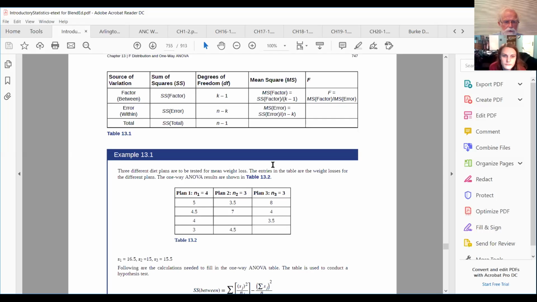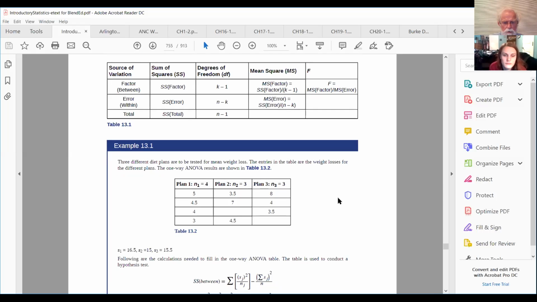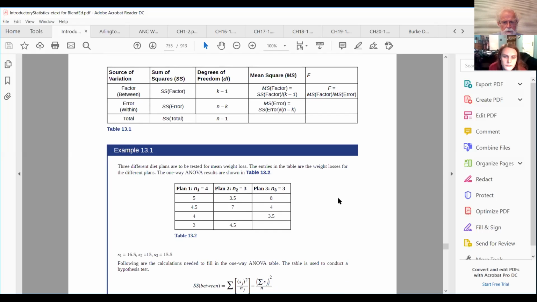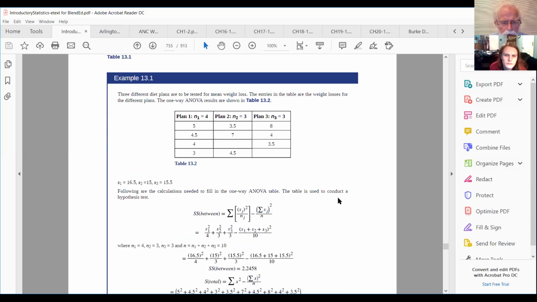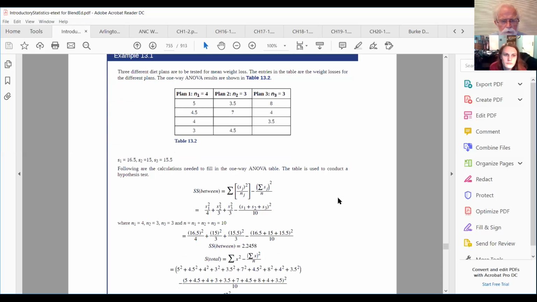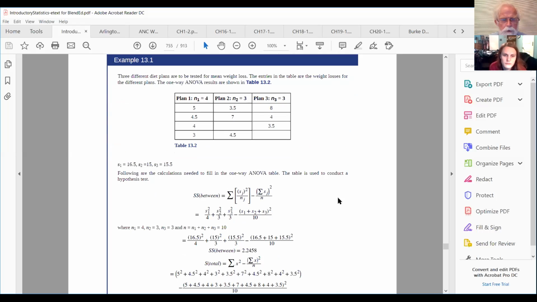There are some things in here that you won't be using in the final, but I wanted you to know that we have lots of ways of using these methods. Here's one that is a really popular thing these days: diet plans tested for mean weight loss.